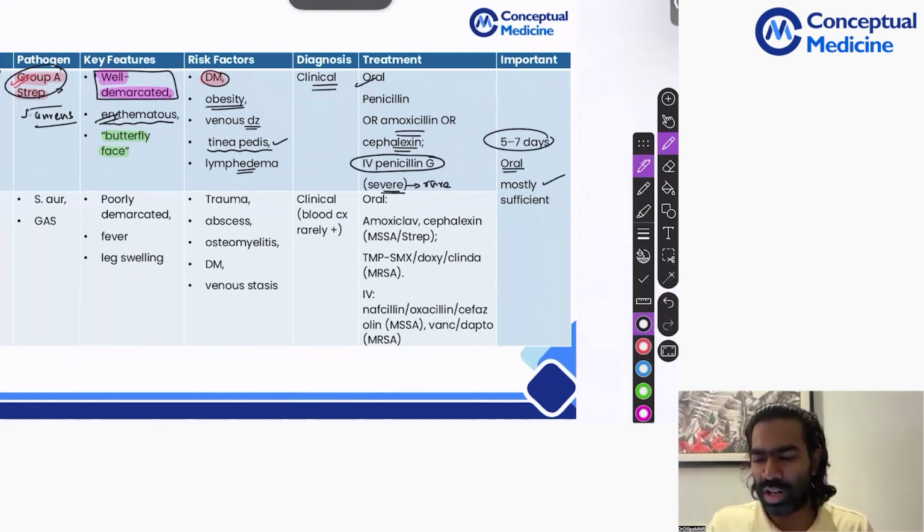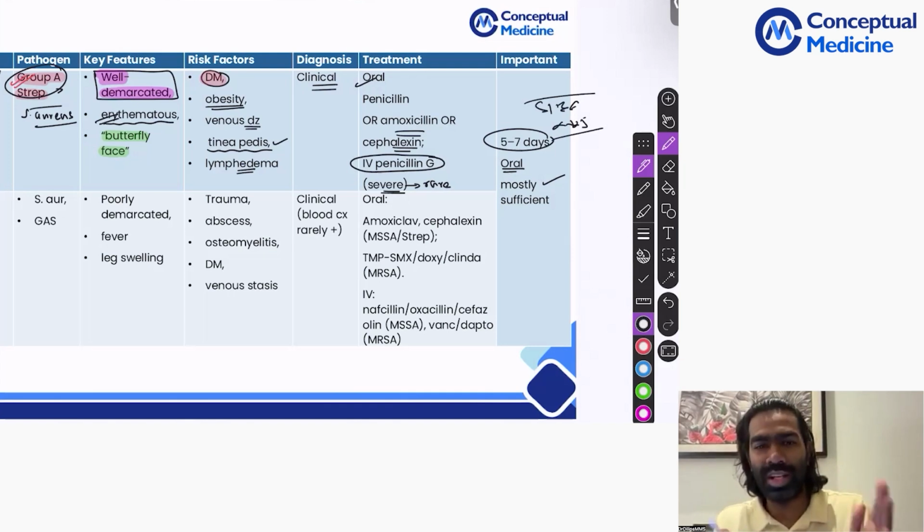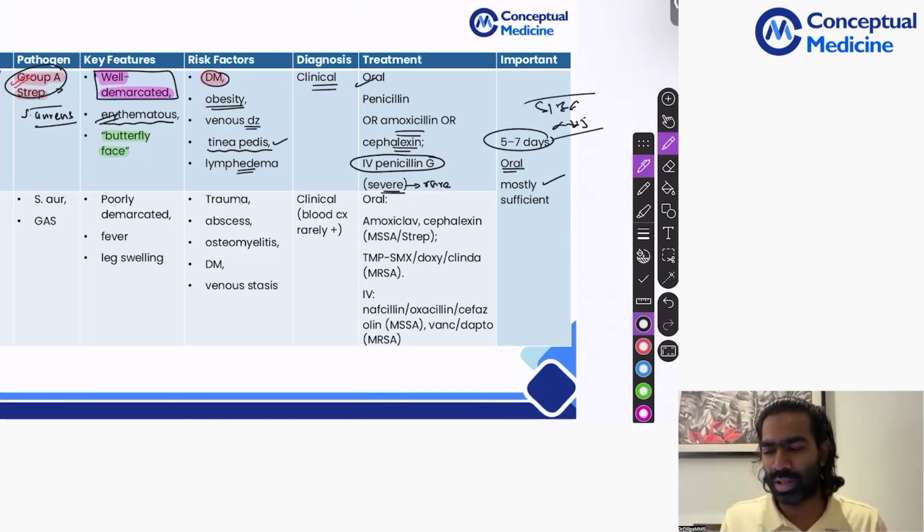This is with regards to the latest updates also. One of the latest updates is the SHIA 2025. Even in SHIA 2025, they clearly mentioned, it's not an update basically, they re-established the fact that for most of the streptococcal infections, especially erysipelas, 5 to 7 days of oral antibiotics is going to be more than sufficient. And it's not really required to give a long-term antibiotic.